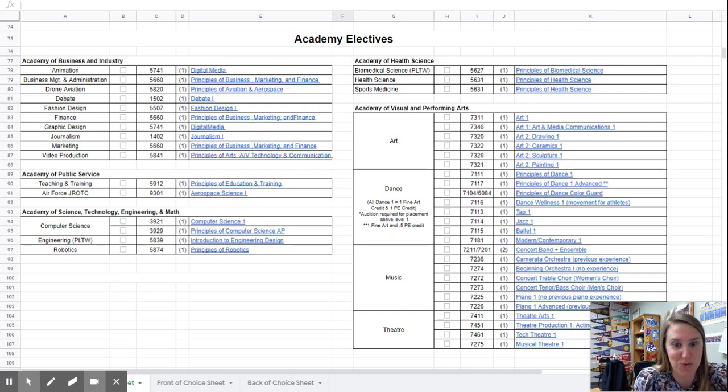Next is our drones class. So if you're interested in flying drones, you're going to want to take the Principles of Aviation and Aerospace course. Again, it's what it sounds like. You're going to learn how to fly drones.